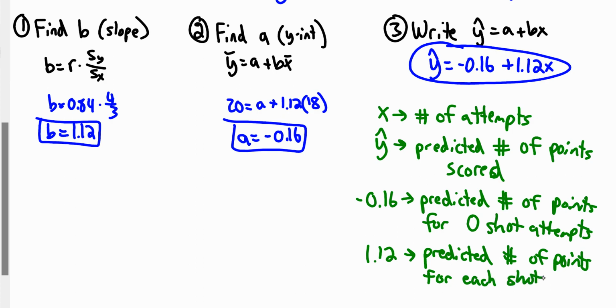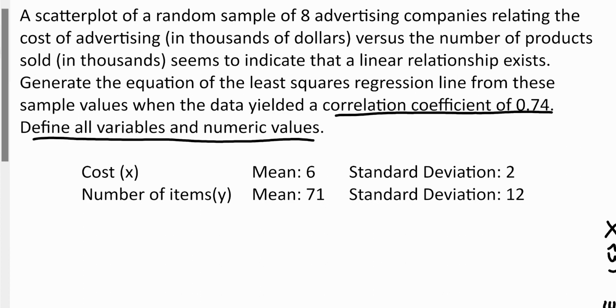So if you shoot again, you're going to get about 1.12 points. That's how I can summarize and interpret all those values. If you'd like to pause it here, I have a second example you can try on your own, and you can unpause it and check to see how you did.